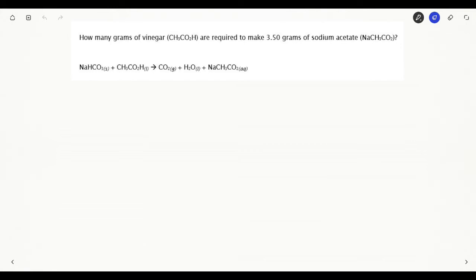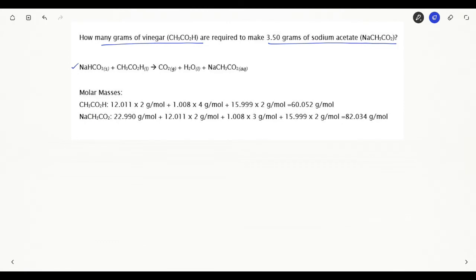Let's keep with this same reaction, but ask a little different question. So now my question is how many grams of vinegar are required to make 3.5 grams of sodium acetate? So I'm given a mass of product, grams of sodium acetate, and I am asked about a reactant, grams of vinegar. Again, I'm clearly switching molecules, so I need a balanced chemical equation, which I already have. Check.